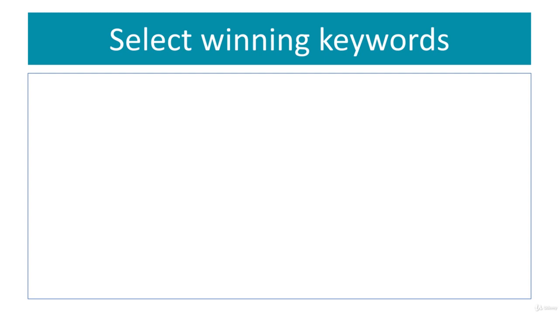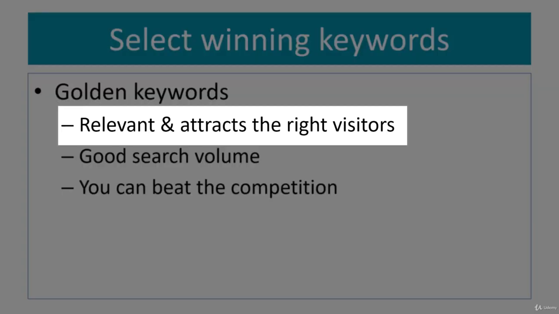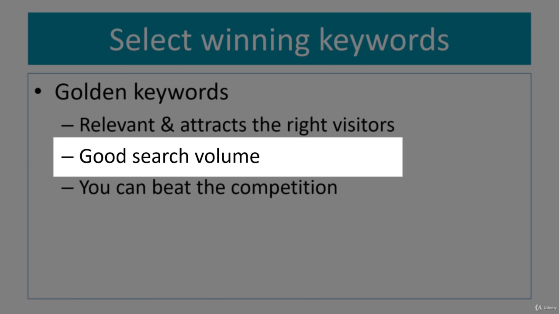Select the keywords you are going to use by looking at the criteria for good keywords. So they should be relevant and attract the right visitors for your site. They should have good search volume, and you should be able to beat the competition. Relevance should already be okay, because we already looked at this before and removed all the keywords that are not relevant to our website. For search volume, we can start sorting keywords by search volume, prioritizing keywords with a higher search volume.